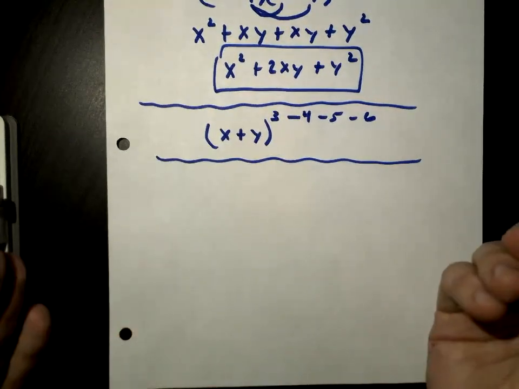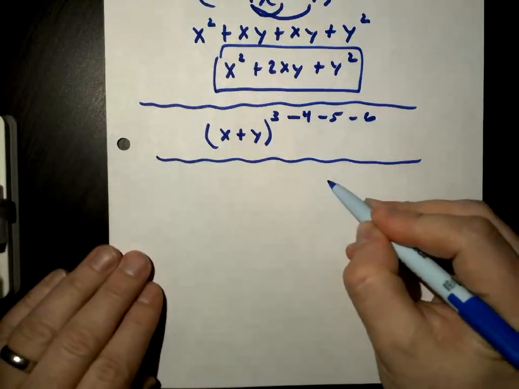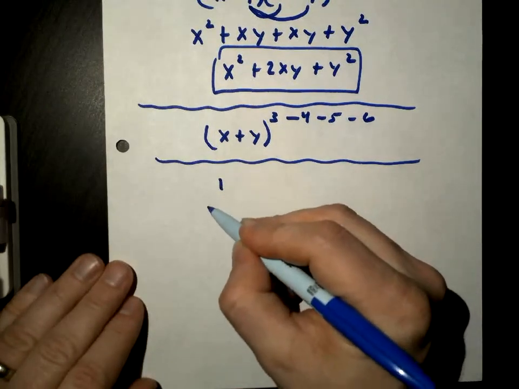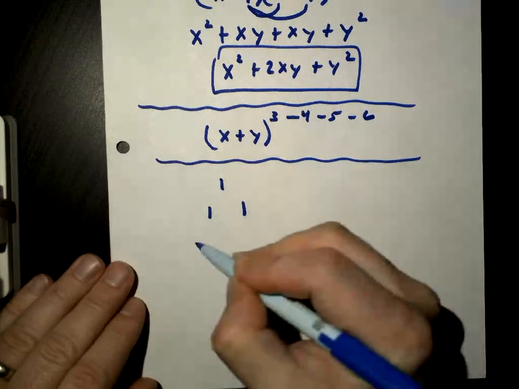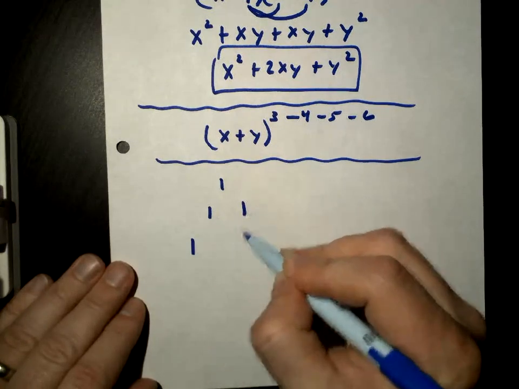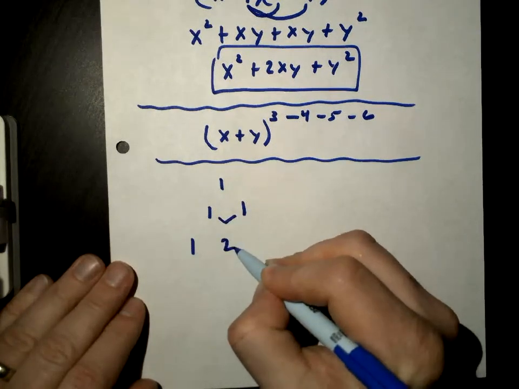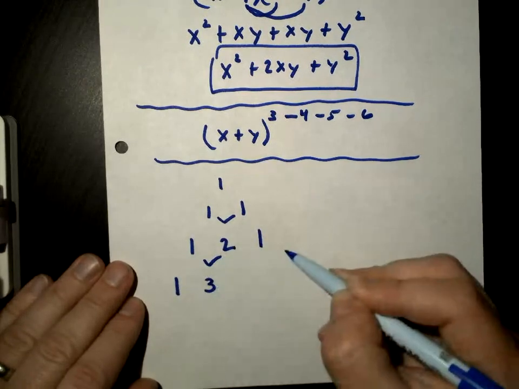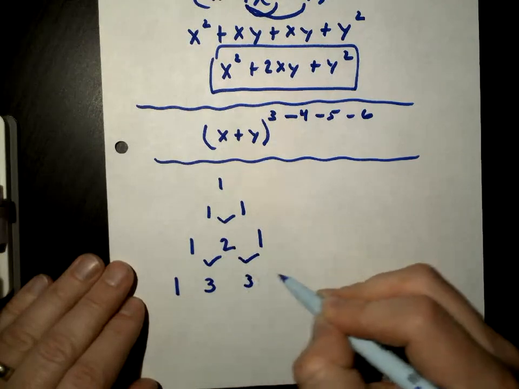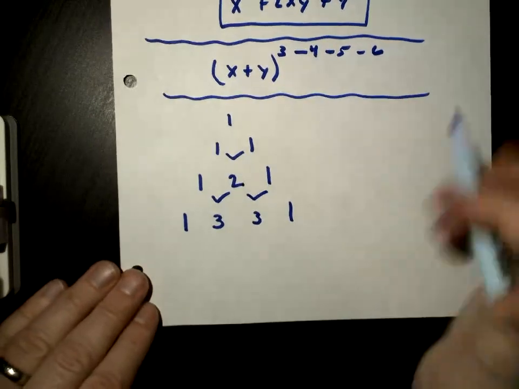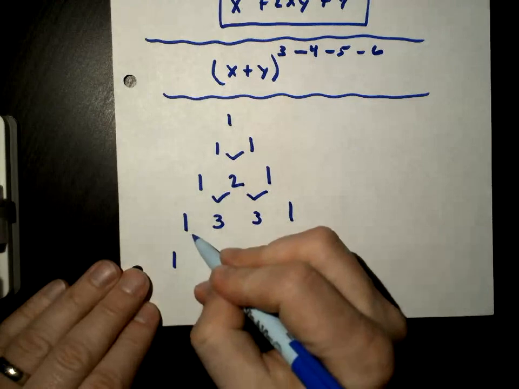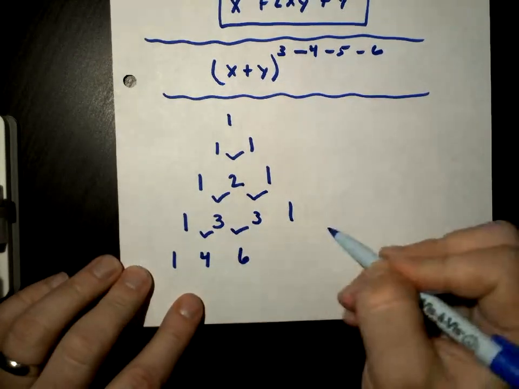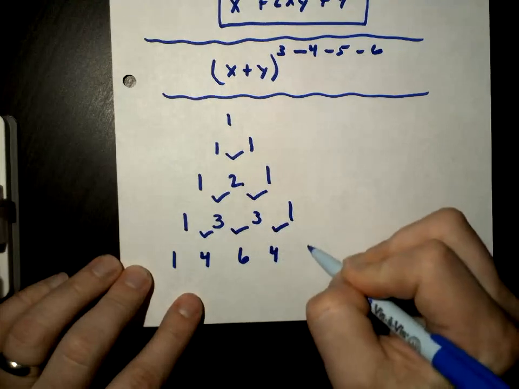Let's go ahead and make a triangle. We're going to start at 1. 1 at the top. 1, 1. Then 1, add these two, that'd be 2, then 1. Next, 1, add these two, you get 3. Add these two, you get 3. Then 1. Put a 1. Add these two, you get 4. Add these two, you get 6. Add these two, you get 4. Then 1.